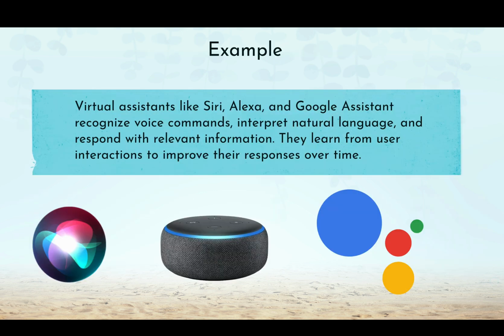Example. An example of artificial intelligence AI in action can be seen in virtual assistants like Siri, Alexa, and Google Assistant. These AI powered systems are designed to recognize and process voice commands, allowing us to interact with technology using natural language. When a user asks a question or gives a command, the virtual assistant interprets the spoken language, searches for relevant information, and provides an appropriate response.